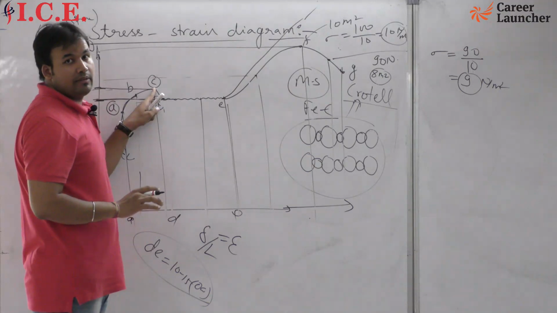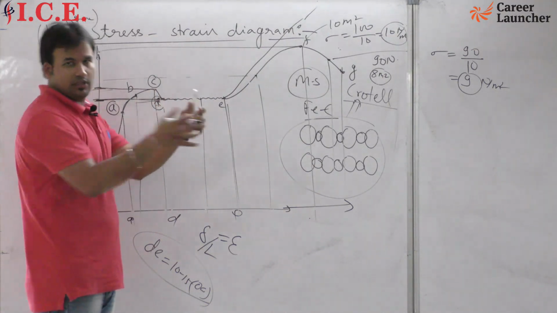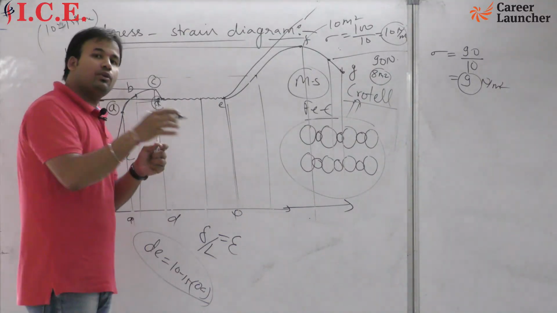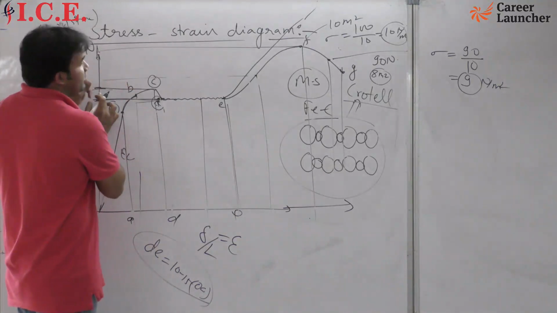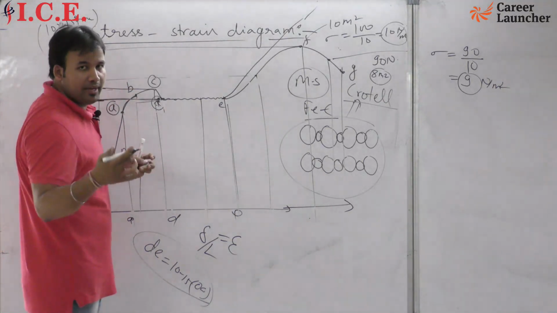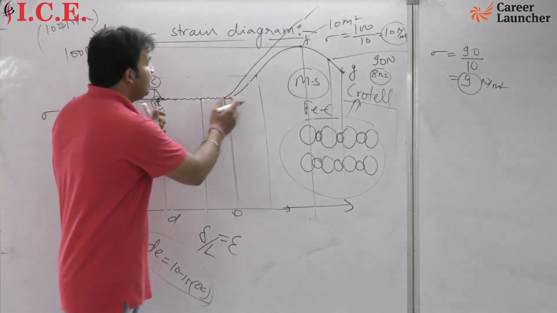Here, there was a chrotal atmosphere. So for further deformation, first of all, we have to break the chrotal atmosphere, and for breaking that chrotal atmosphere, we require this more load or this more stress. Once you break that chrotal atmosphere, you will have an appreciable deformation or appreciable strain.